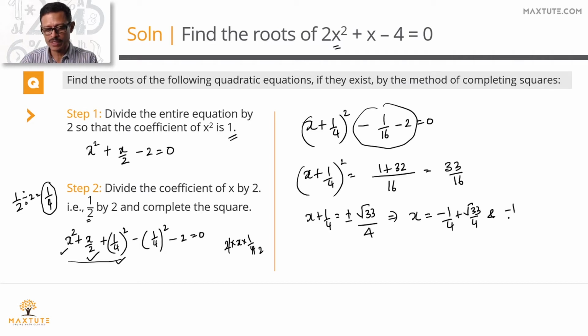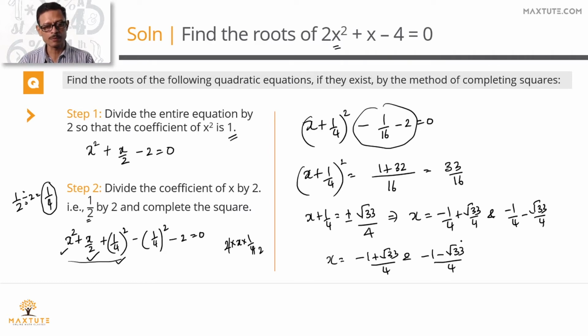And it could also be minus 1 by 4 minus root 33 divided by 4. If you want, take 4 as a common denominator. So the values that x will take are minus 1 plus root 33 divided by 4, and the second value it can take is minus 1 minus root 33 divided by 4. Quickly summarize it in a printed form.